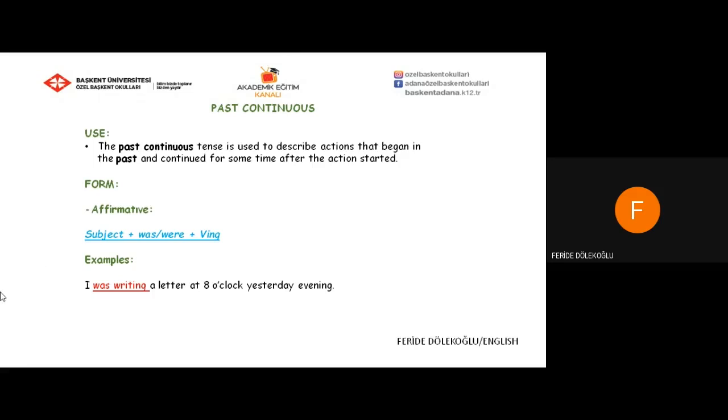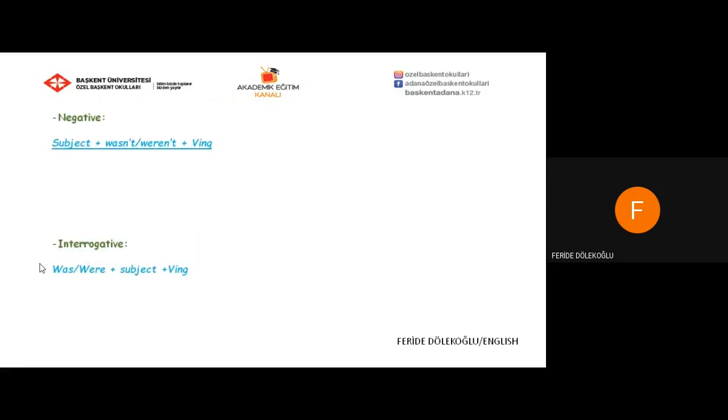I use was because the subject is I. Everyone was shouting outside. Was shouting. In negative sentences, you need to use wasn't or weren't instead of was or were. Of course, again, you need verb ing here. They weren't waiting for the bus. They were waiting for a taxi. We use weren't because the subject is they.